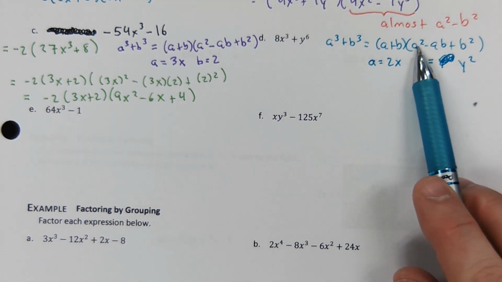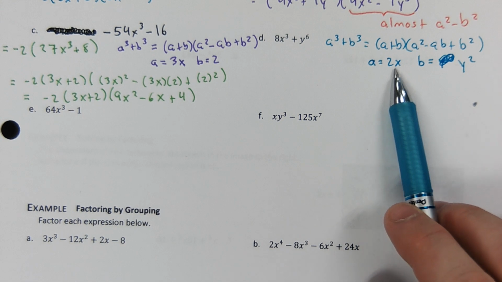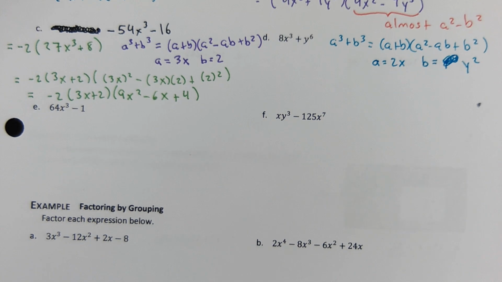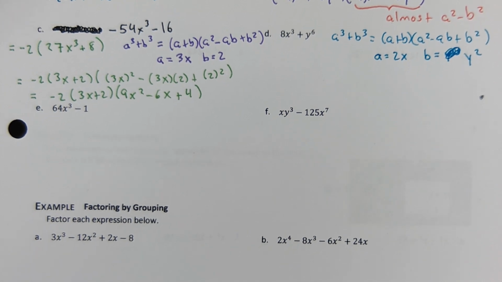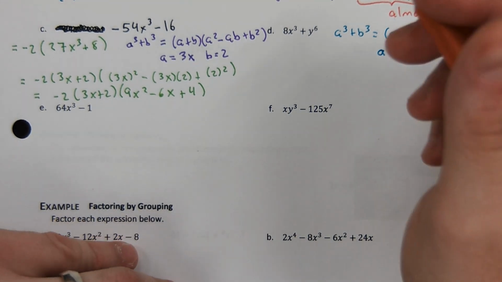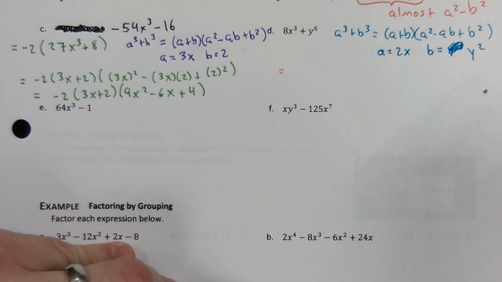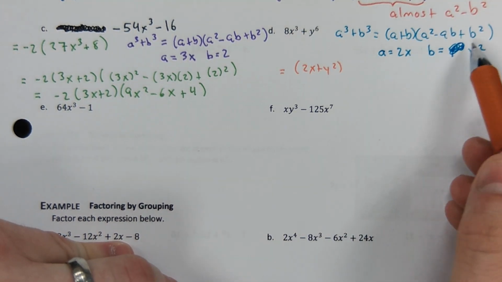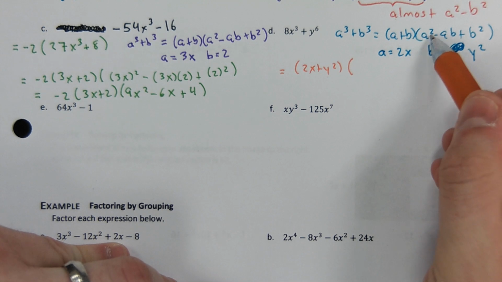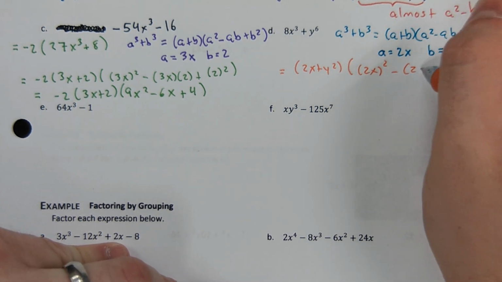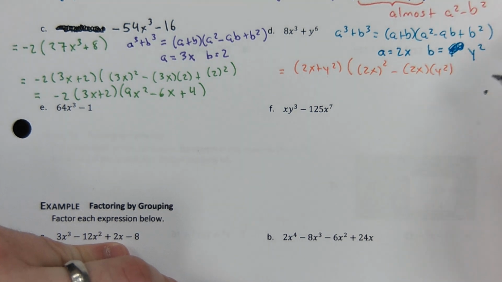Watch out right here when you're squaring this 2x. Because if you just write 2x squared and you don't use parentheses, that's wrong. We've got our a plus our b, so 2x plus y squared. And then in here, I'm going to use parentheses around my 2x, and parentheses around my y squared.